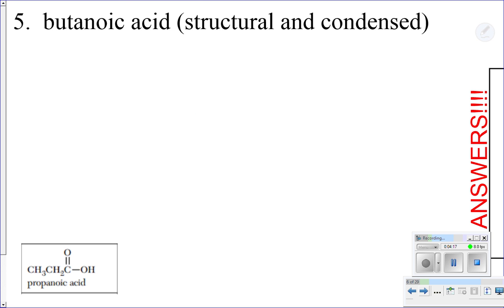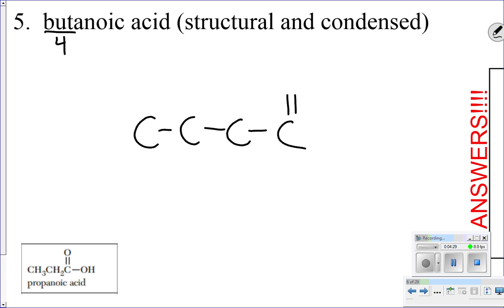Butanoic acid, similar to propanoic acid. This is an organic acid. But means 4, so I'm going to start with my 4 carbon chain. Oic acid means I need to have my COOH group on the end carbon, which is my double bonded O, my single bonded OH. That fills up that carbon's need for 4 bonds. My other carbons I just need to fill up.